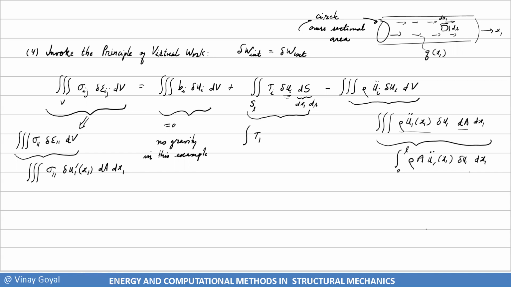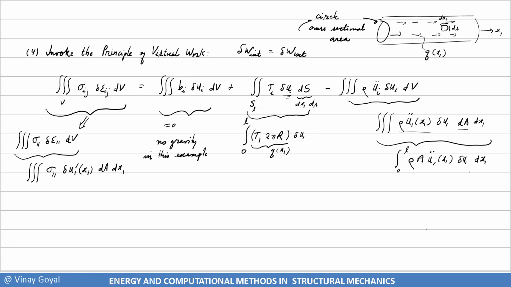So I have T1, 2 pi r, the radius of the circle. So that's correct. And then I have dx1 from 0 to L. And then, sorry, and I have del U1. So I'm applying, and I can call this whole thing Q, force per unit length.